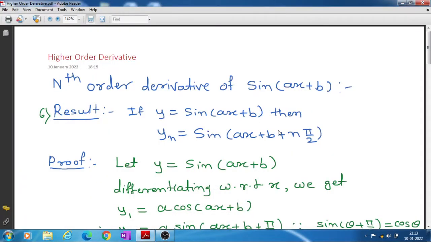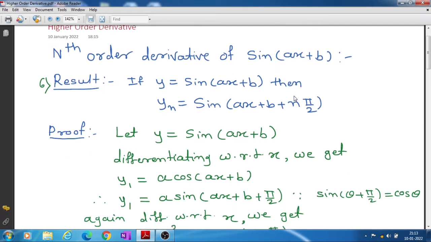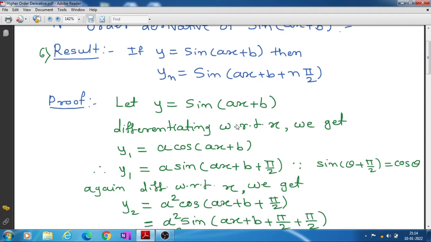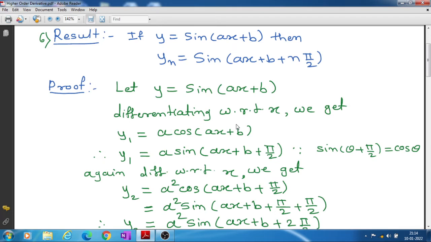Today we see how to find the nth derivative of sin(ax + b) and cos(ax + b). So we have to prove the result that if y = sin(ax + b), then yn = sin(ax + b + nπ/2). So let us see how to prove this result.